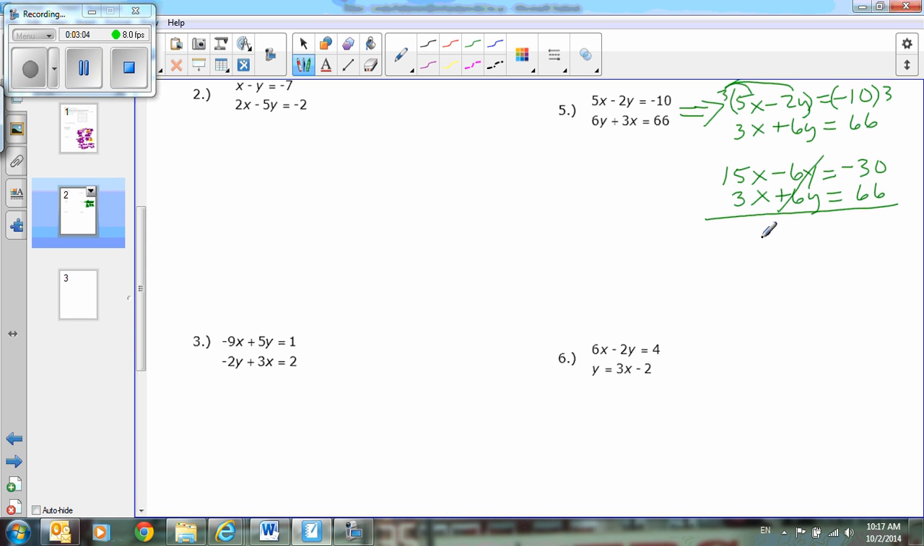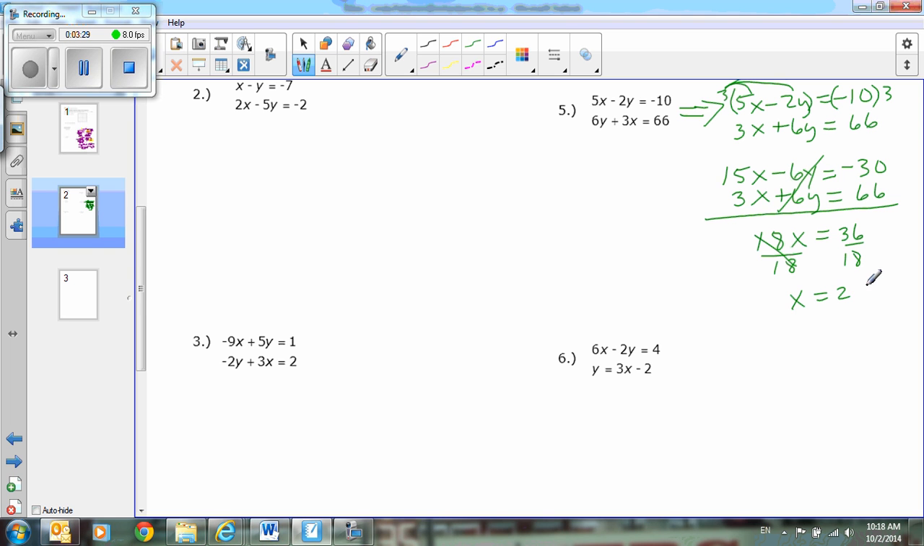15x plus 3x will give us 18x, and negative 30 plus 66. And let's think about this. If you are at negative 30 on the number line and you add 66, you're going to move to the right past 0, and you're going to end up at positive 36. Okay, and then the last step to solve for x, I'm going to divide both sides by 18, and x is equal to 2. So that is half of our solution.